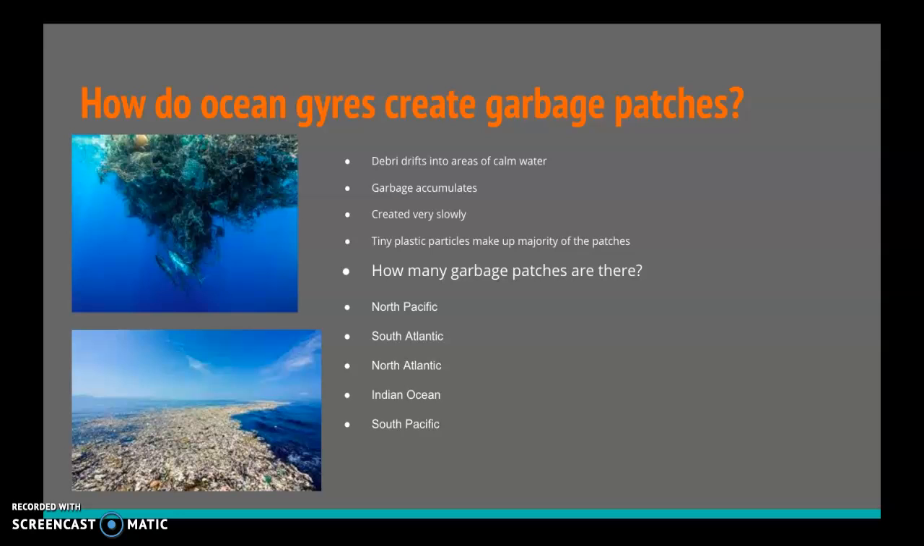There are 5 garbage patches in the world as of now. They are the North Pacific, South Atlantic, North Atlantic, Indian Ocean, and South Pacific garbage patches. The garbage patch that is nearest us in the US is the Great Pacific Garbage Patch. It's located in the Pacific Ocean in between North America and Asia.